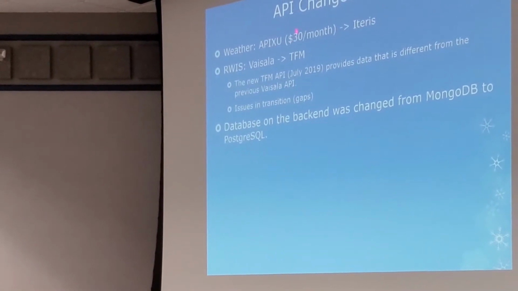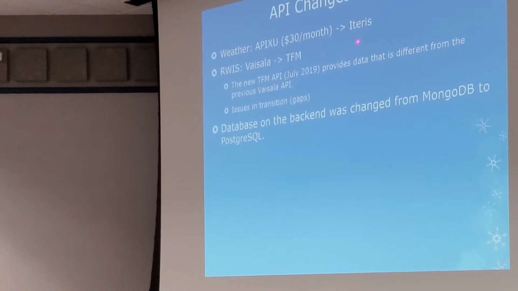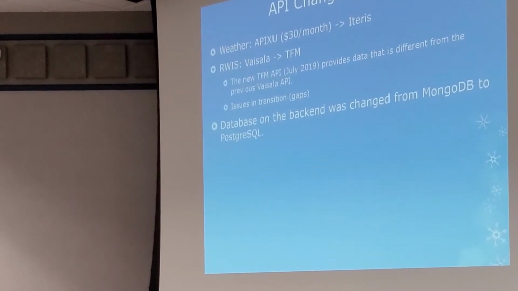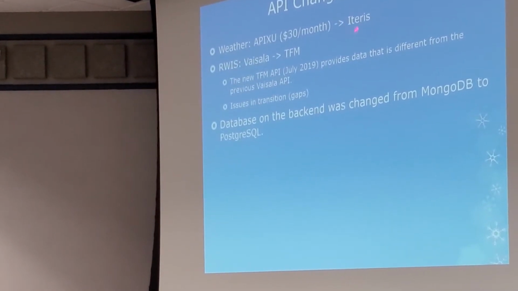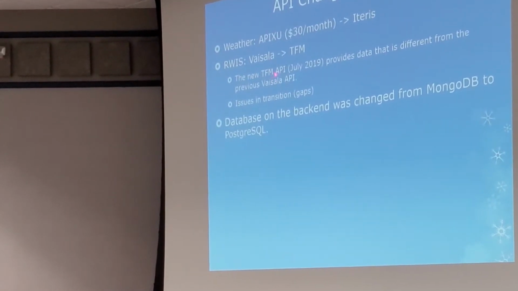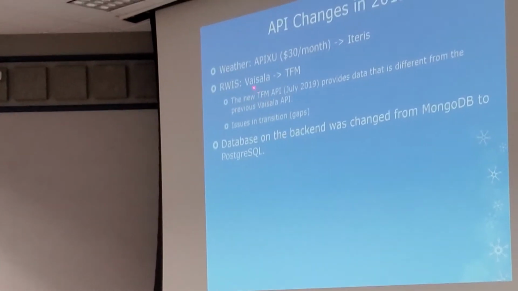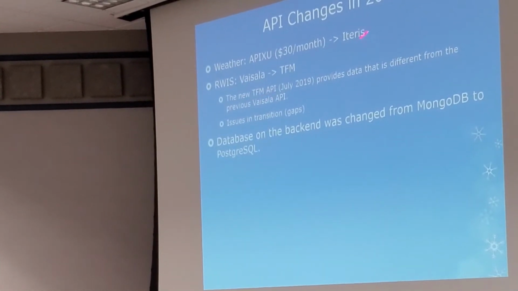First, we don't want to pay this $30 every month anymore. So we got data from Iteris. So MDOT can get free data from it. And for Argus data, the Argus two-factor changed last year from VESLA to GFM.